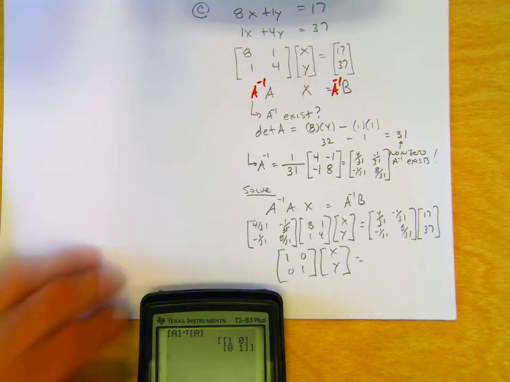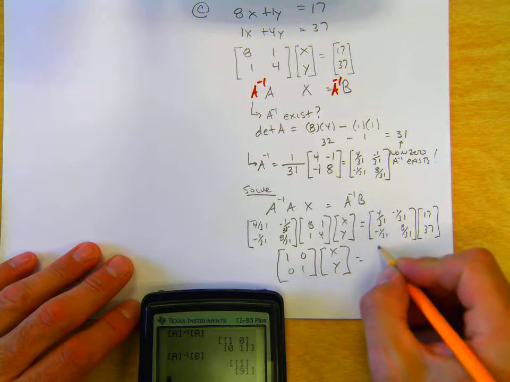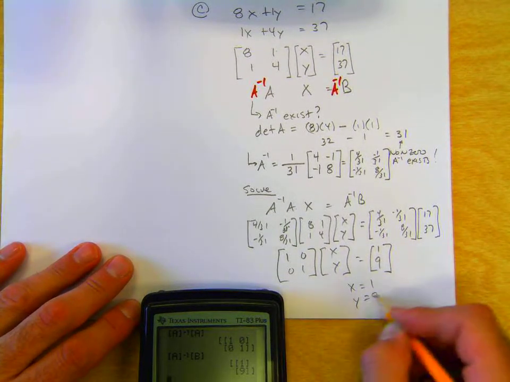And then we do matrix A inverse times matrix B, and we get 1, 9. So the solution to the problem is x equals 1, y equals 9.